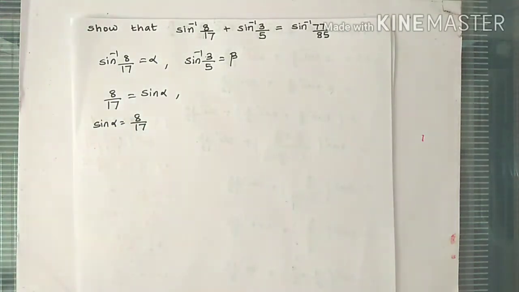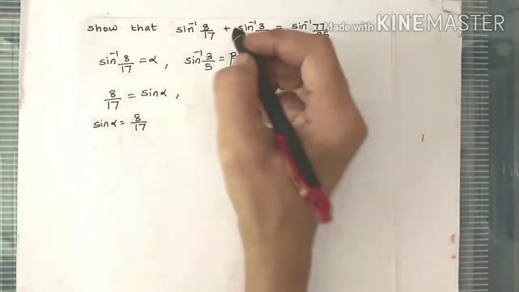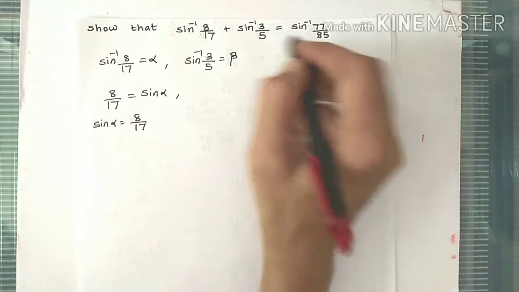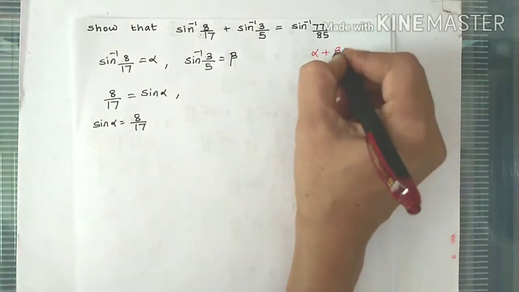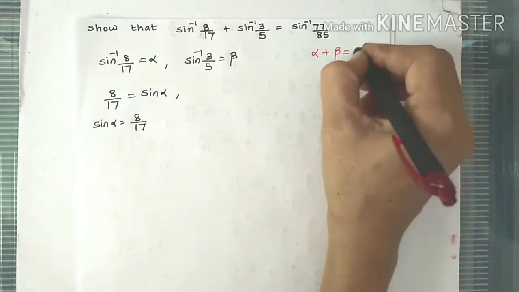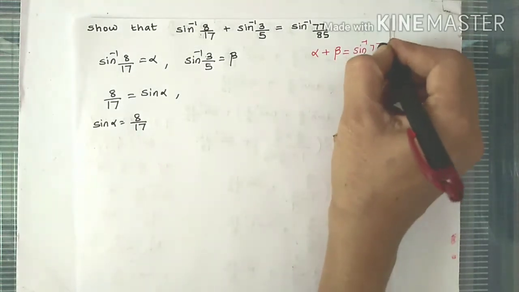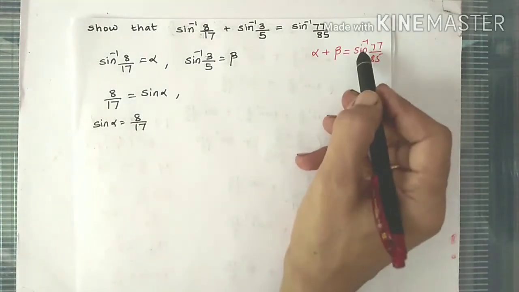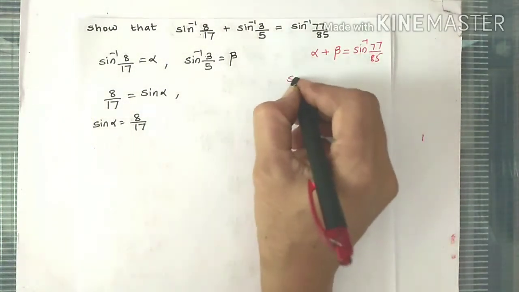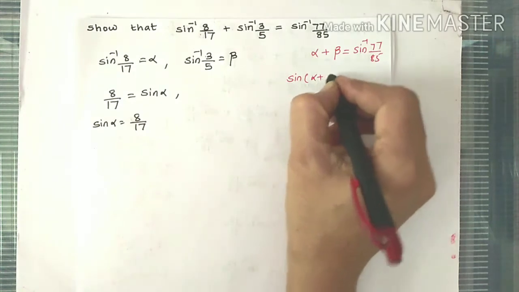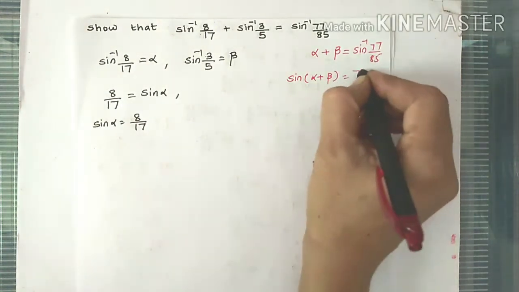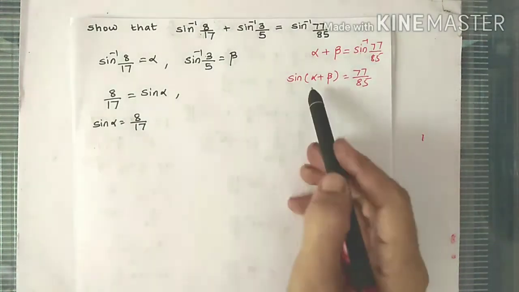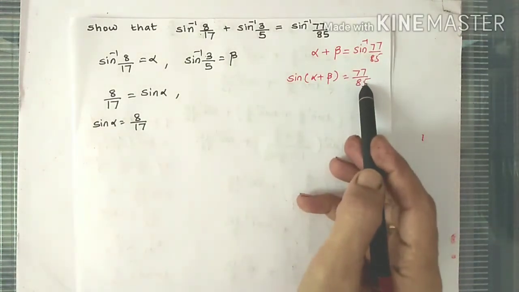Okay, let's first find out what we have to prove. We are taking the first value as alpha and the second value as beta, and we have to prove that alpha plus beta is sin inverse of 77 by 85. Now if we transfer this sin inverse to the left hand side, we get sin of alpha plus beta as 77 by 85. So we have to prove that sin of alpha plus beta is 77 by 85.